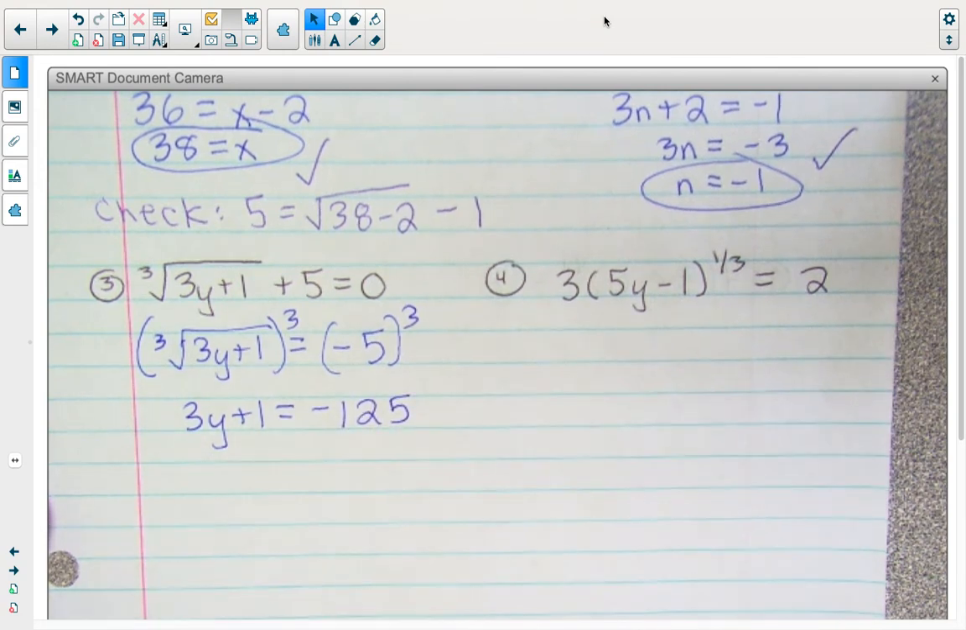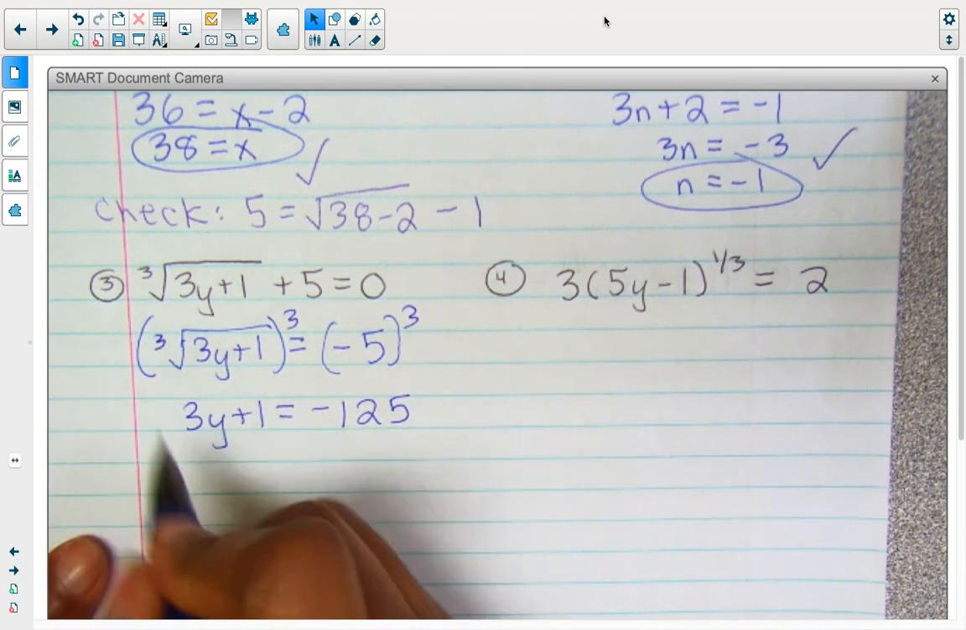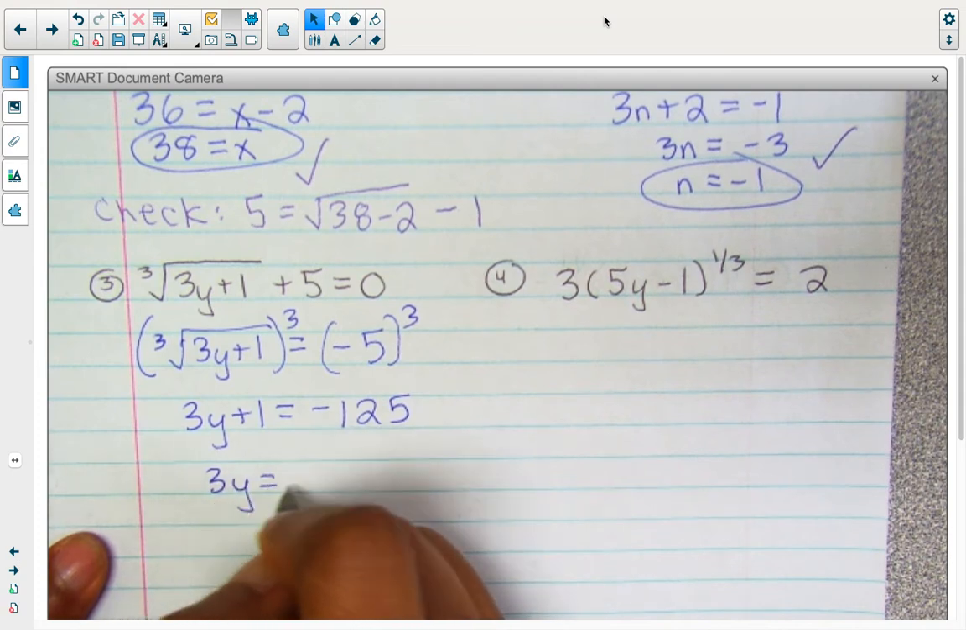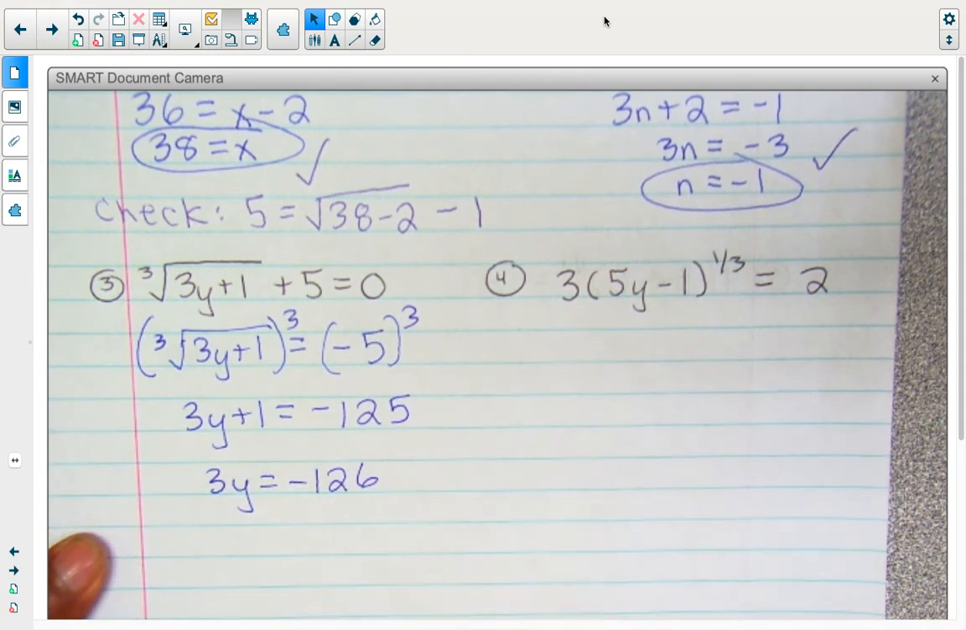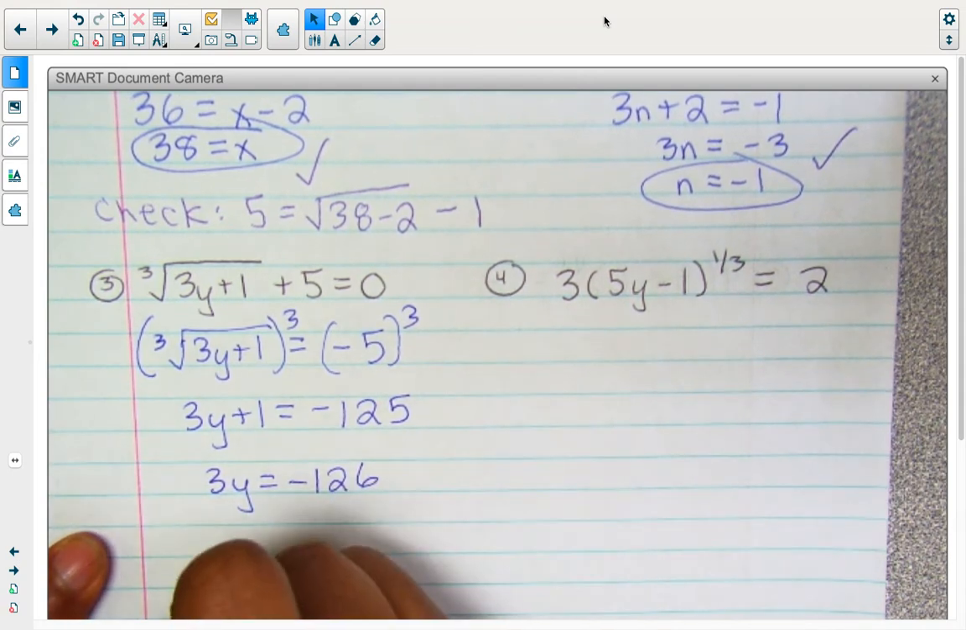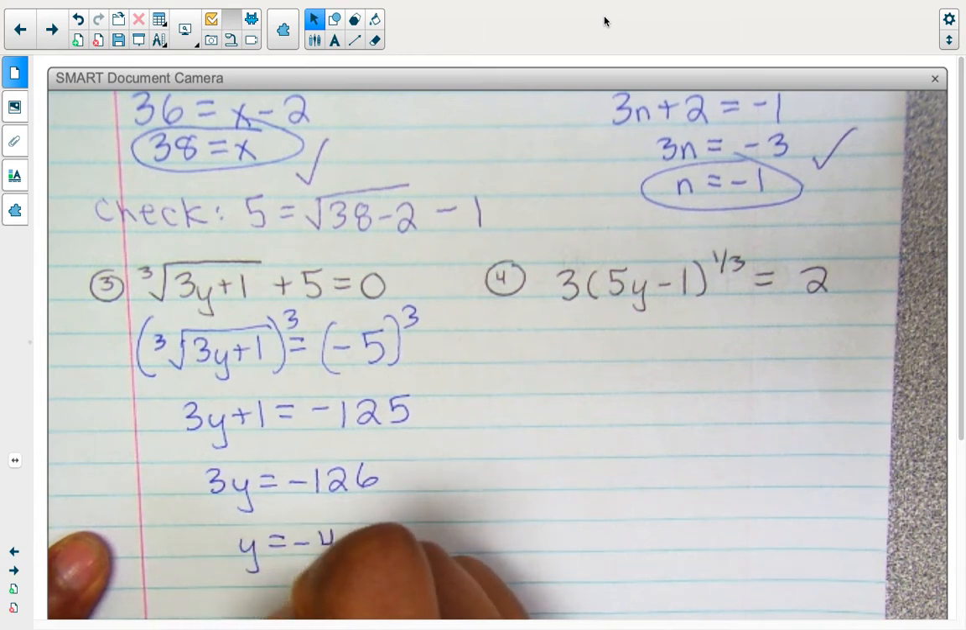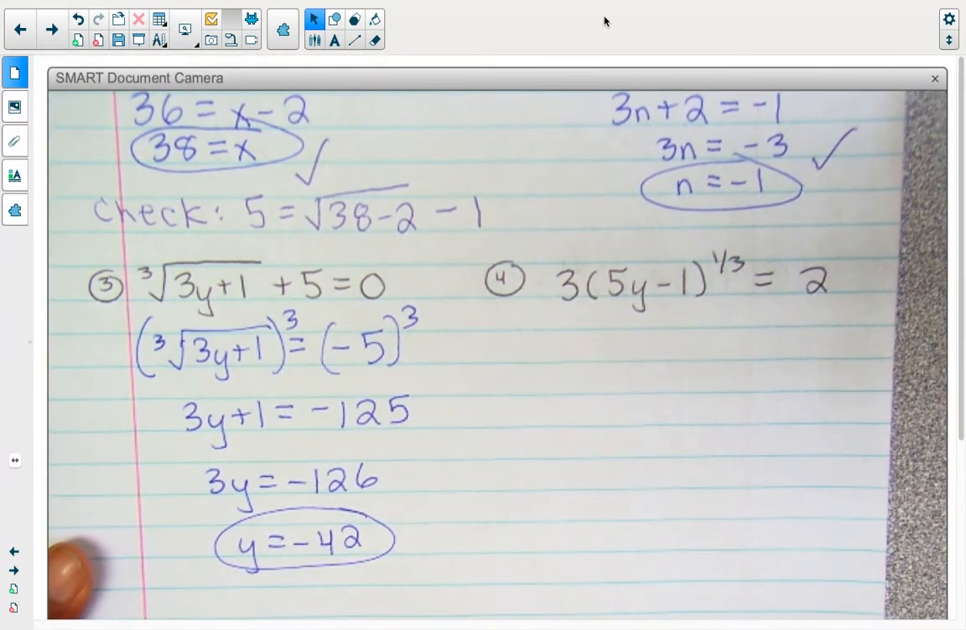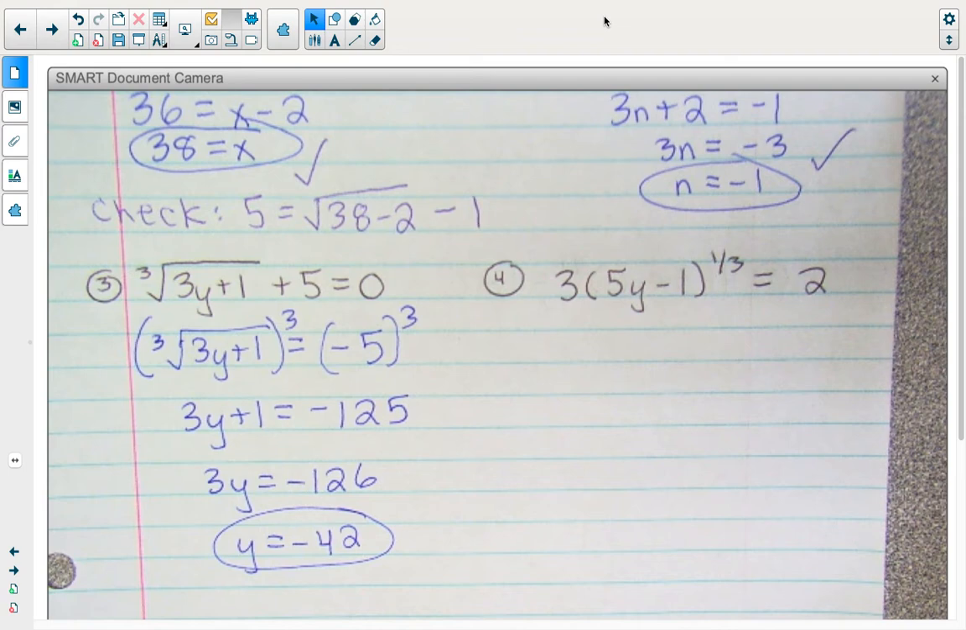From here, we solve the equation, subtract 1, and divide both sides by 3. I got negative 42. So it does get to a point where it's a regular linear equation that you can go through and solve. All right, let's take a look at number 4.